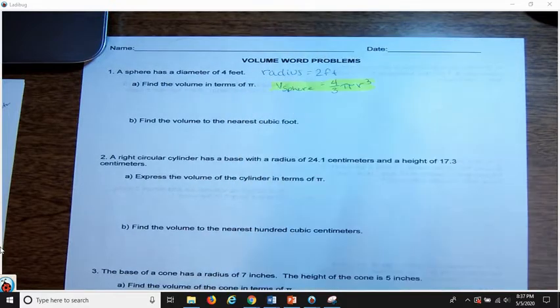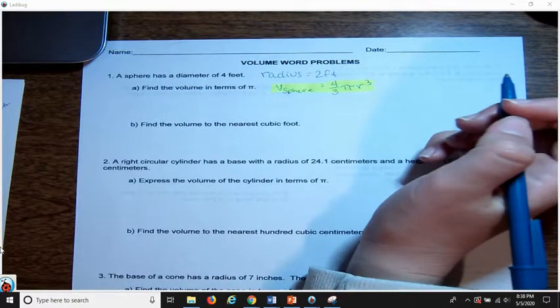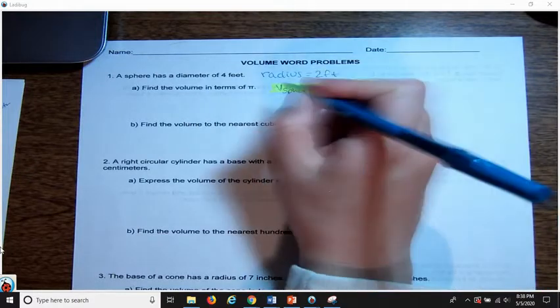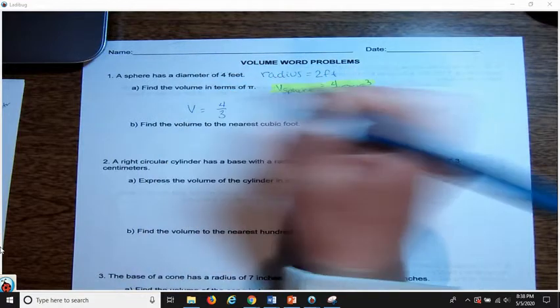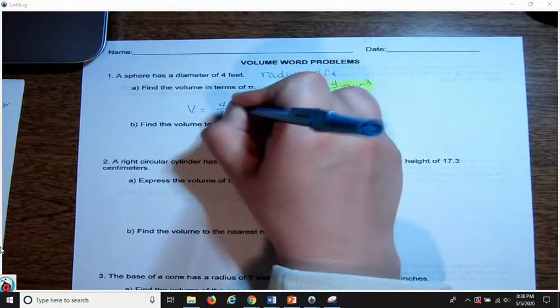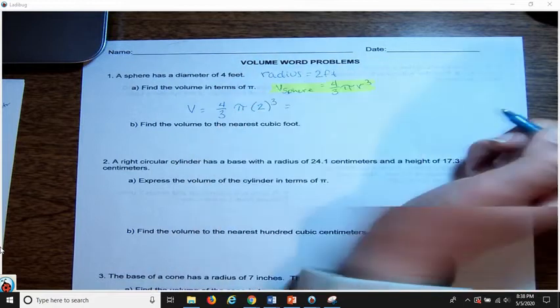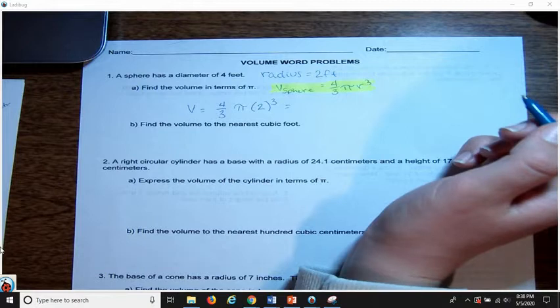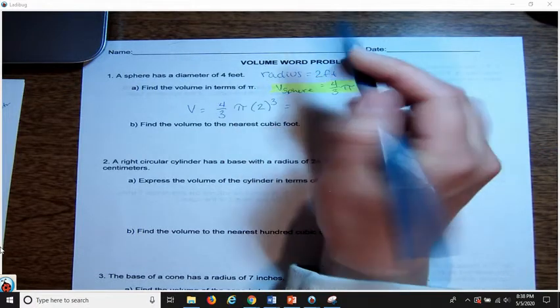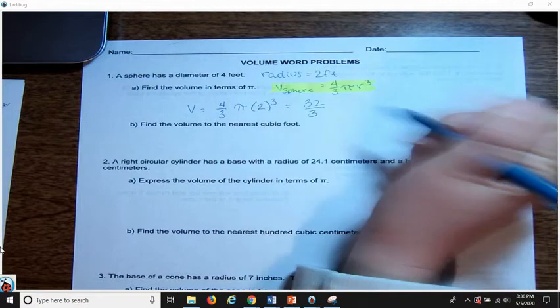Okay, so the diameter was 4. Remember, the radius is half of our diameter, so our radius is 2. It says find volume in terms of pi. This means that you can leave pi in your final answer. So I'm going to have that our volume is equal to 4/3 pi times 2 cubed. Now 2 cubed is 8, and 8 times 4 should give me 32/3.